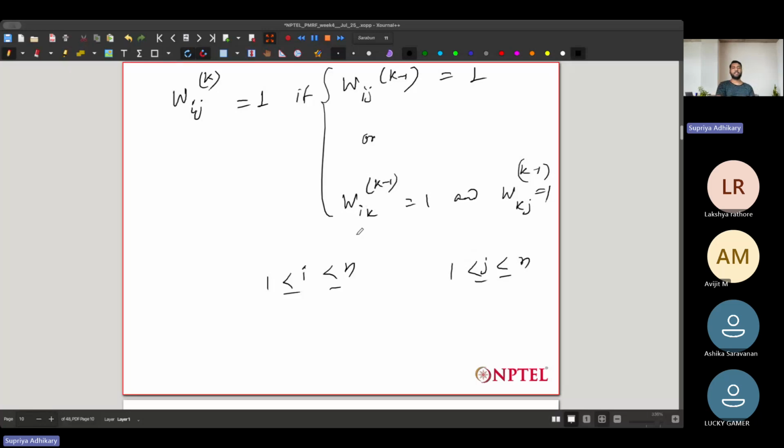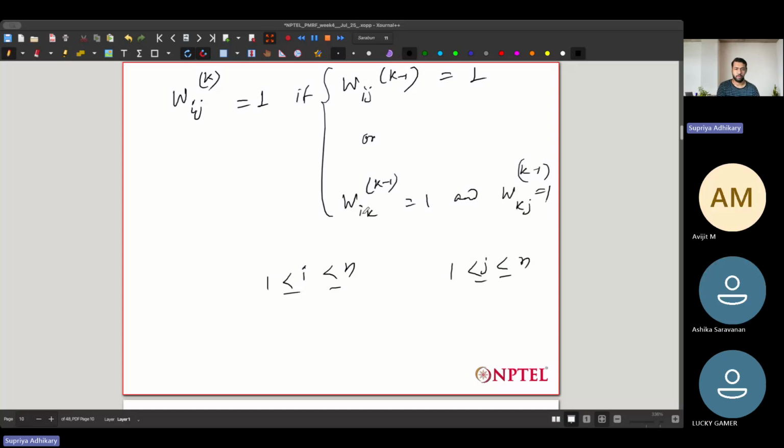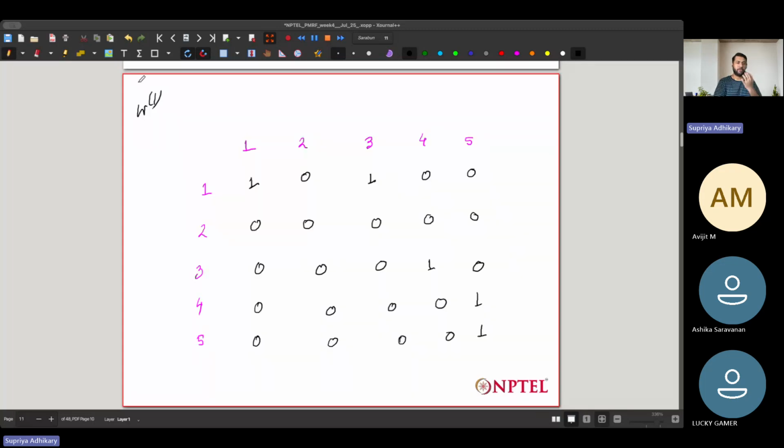Now, if i is running over from 1 to n and k is fixed, so this is nothing but the kth column of the matrix W_{k-1}, and this corresponds to the kth row of the matrix W_{k-1}. So for W1, we first take the first column and first row. We write it over here, 1 0 1 0 0, and then 1 0 0. So first column is over here and first row is over here.